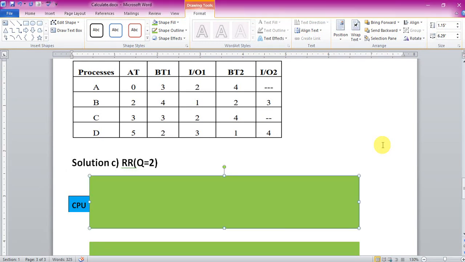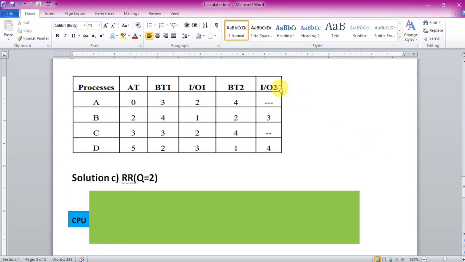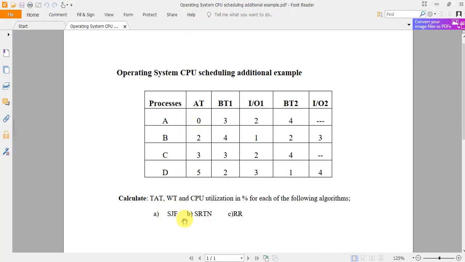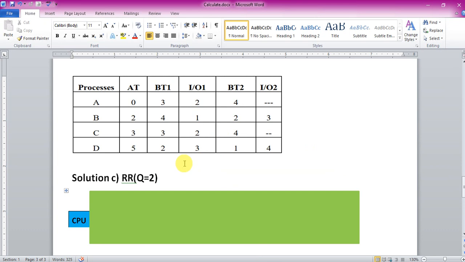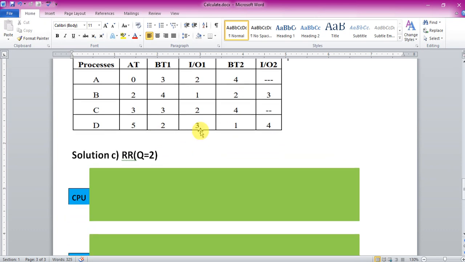Welcome back. This is the last video for this exercise, which means A, B, and C. I did SJF and SRT in my last two videos, and in this last one I show you the RR. The quantum is not given here. Take it as 2. They are given quantum 2.